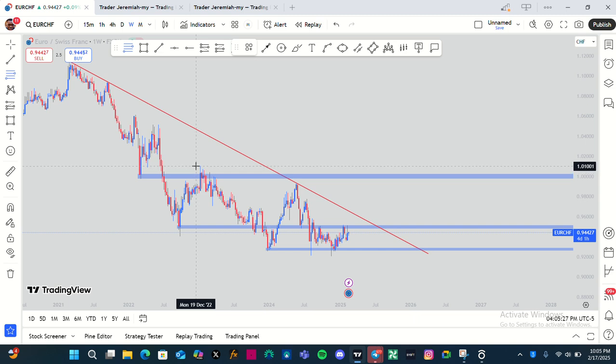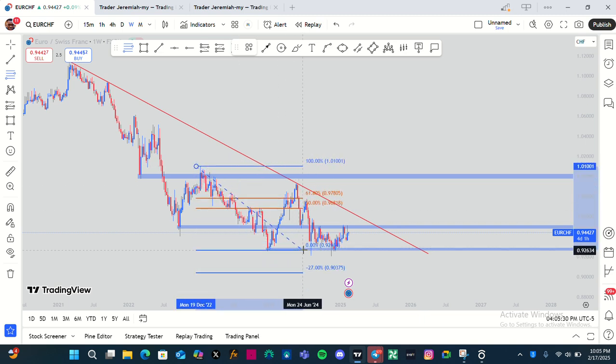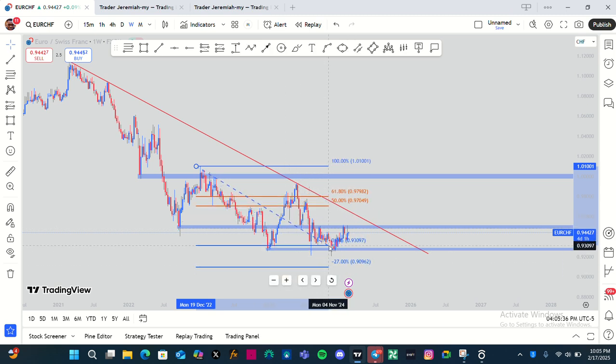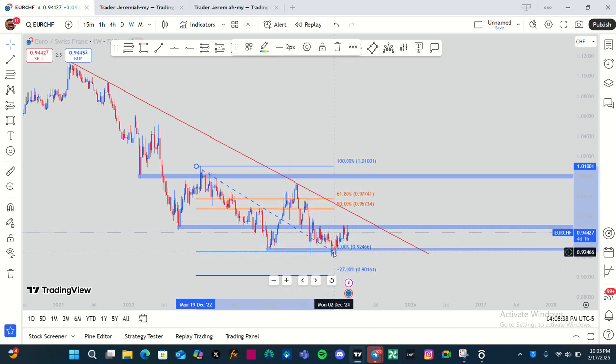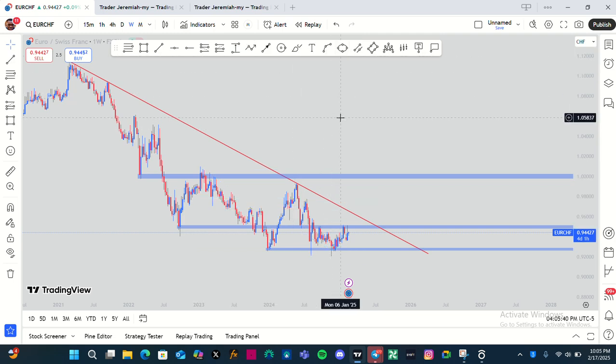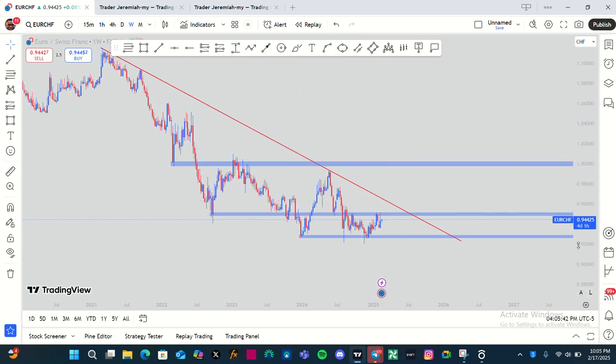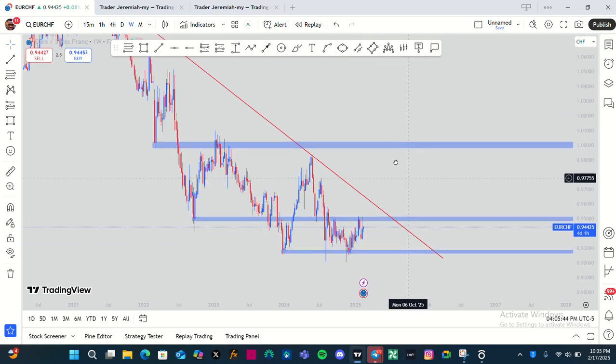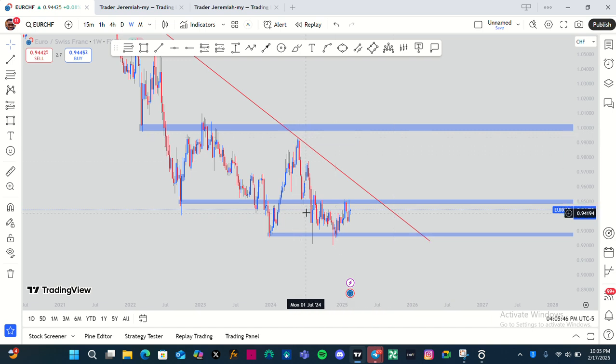Let me use a Fibonacci to see. So I will draw it from the swing high to the swing low. That's not working here. Let me delete it. So what I'm saying is that for this particular trade, price was moving lower. So this was a lower high, and this was a lower high, but price has not been able to create a lower low.